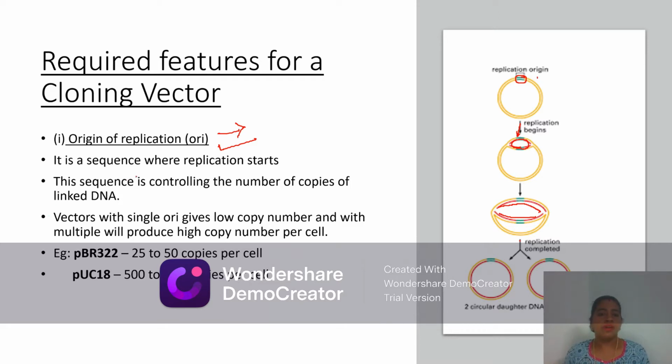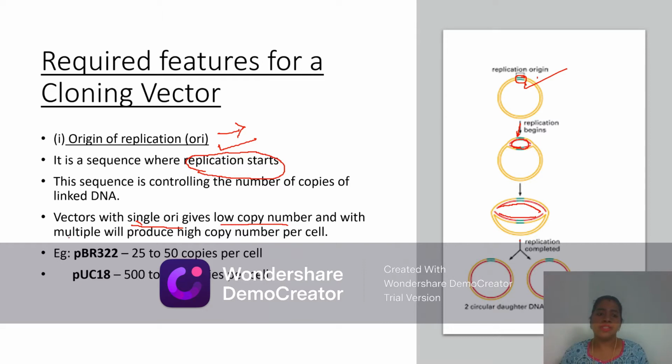The origin of replication is a sequence of the gene where the replication starts. There the vector is bifurcating and giving multiple copies. Fine. And another important feature of origin: whichever vector has only a single origin, what will it give? It will give a low copy number of the DNA you have inserted. Understand?